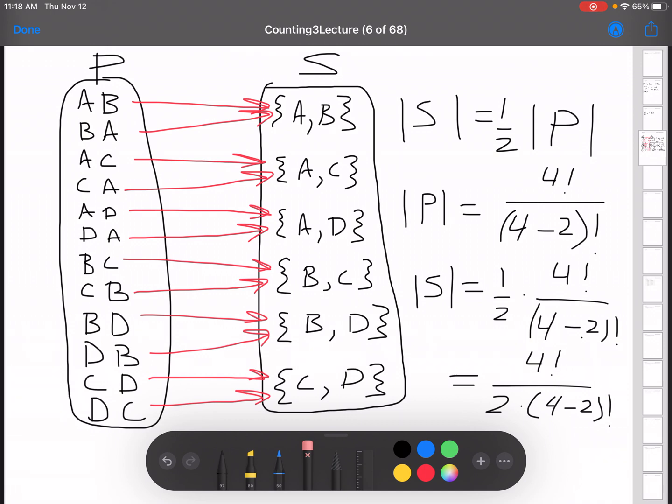Right, because the cardinality of S, like we said, is 1/2 of whatever the cardinality of P is. And the cardinality of P is that. So that would mean that the cardinality of S is 1/2 of that, which is what we have here. Doing the math, 1 times 4 factorial is 4 factorial, and 2 times 4 minus 2 factorial is 2 times that. Okay. All right.